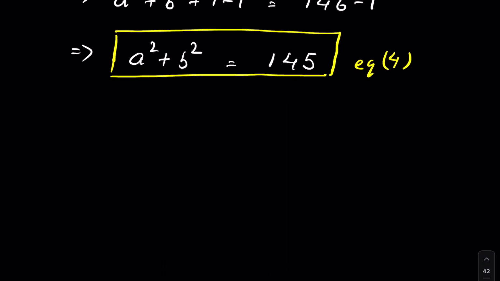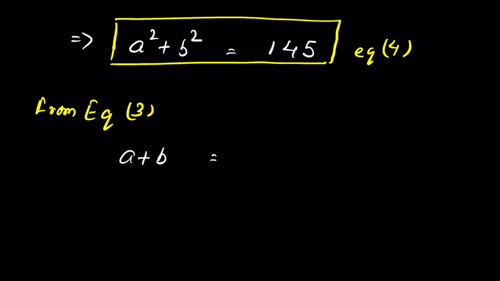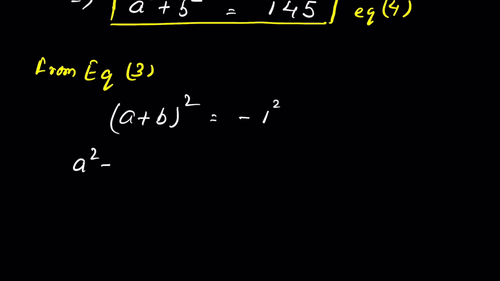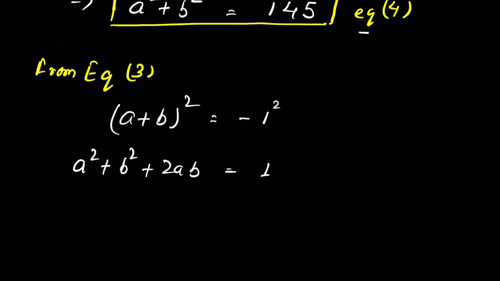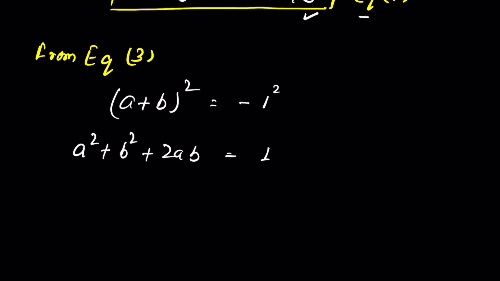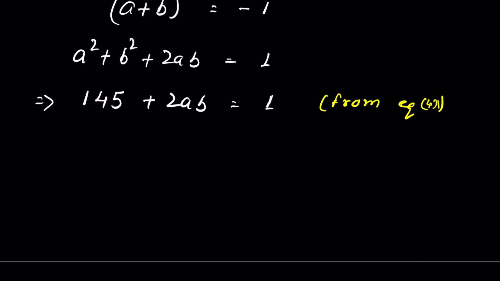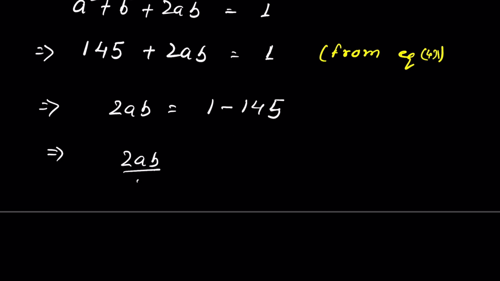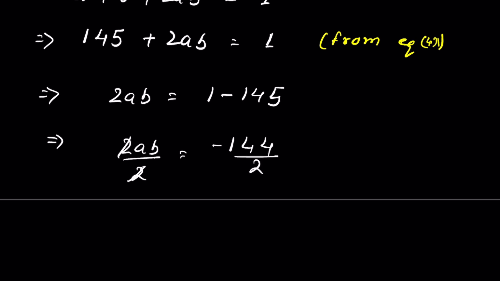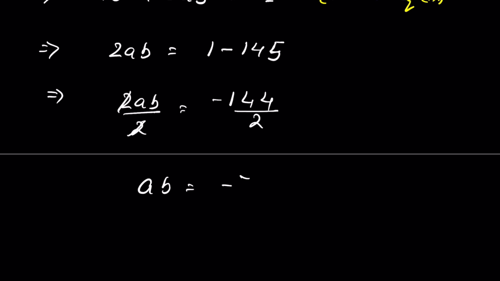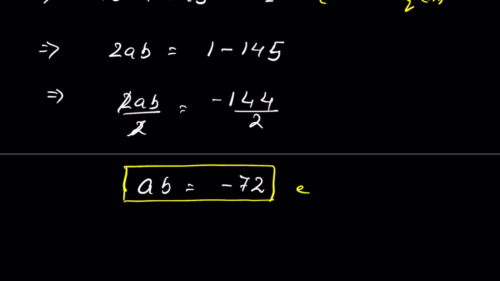Now from equation 3, we have a plus b is equal to minus 1. If we square both the sides, then it is a square plus b square plus 2ab is equal to 1. From equation 4, we have a square plus b square as 145, so we can write it as 145 plus 2ab is equal to 1, or 2ab is equal to 1 minus 145, or we divide both the sides by 2, so it is minus 144 upon 2. So ab is equal to minus 72. So let this be equation 5.